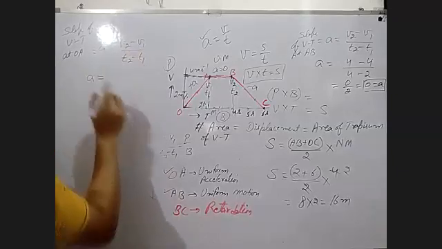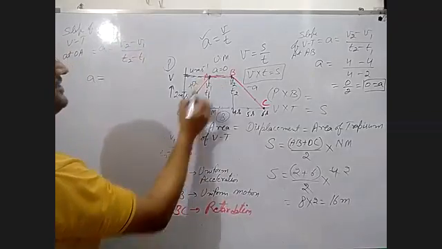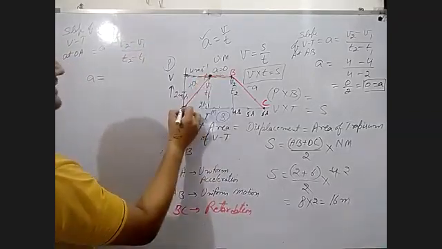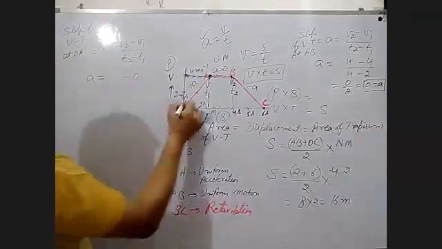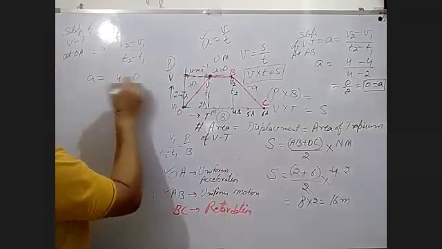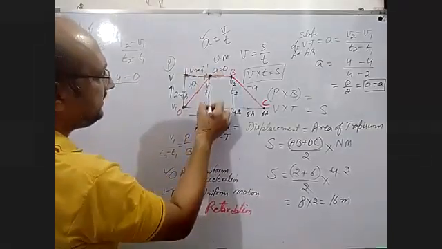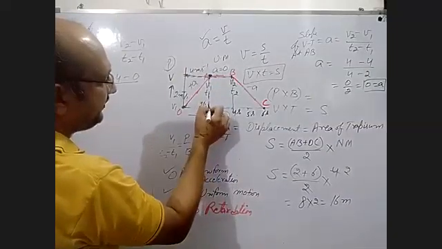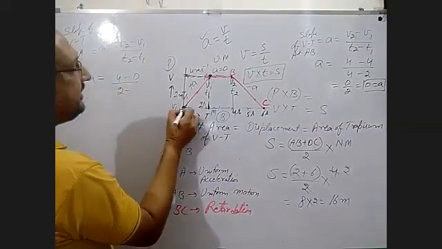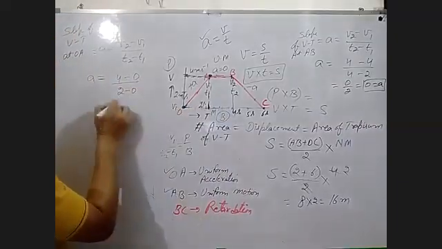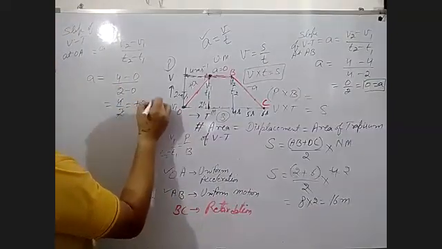Now, what is the value of V1 here? V1 is the initial velocity. This is the final velocity. The initial velocity V1 is 0, minus... V2 is 4, upon T2, the final time. You can see here T2 is 2 seconds and here T1 is 0. Now 4 upon 2, plus 2 meter per second square.